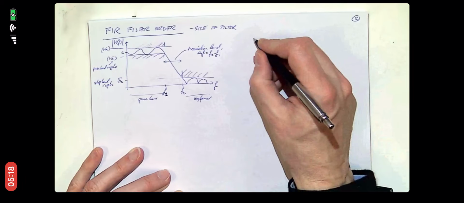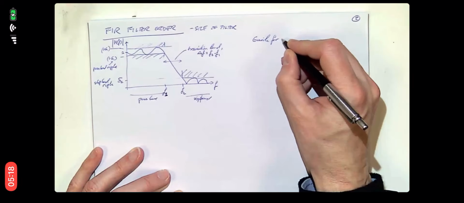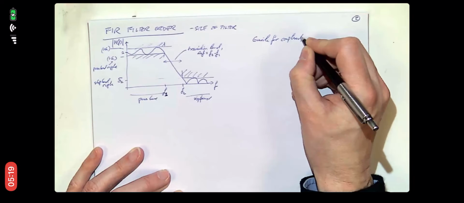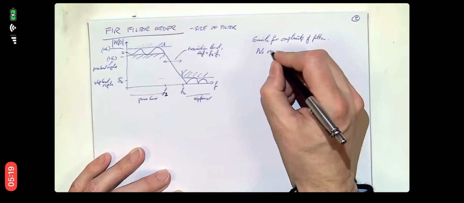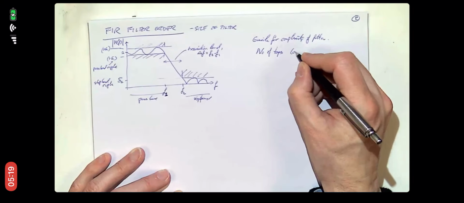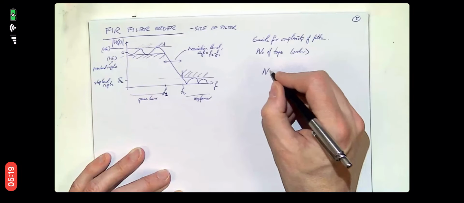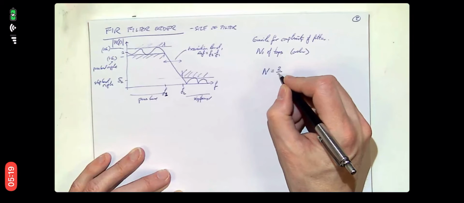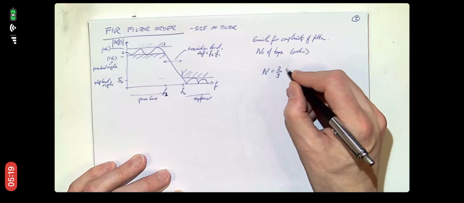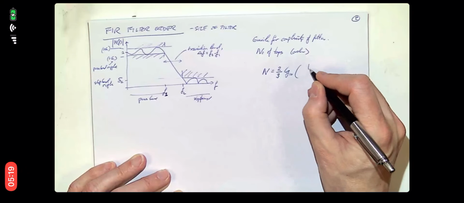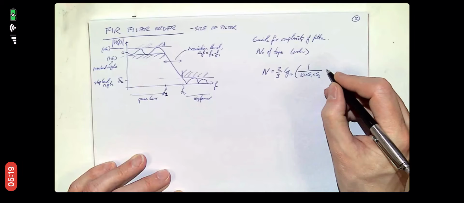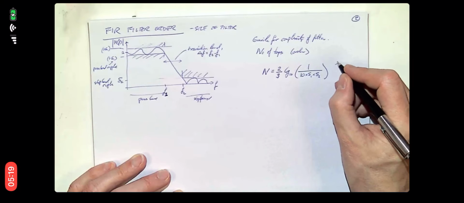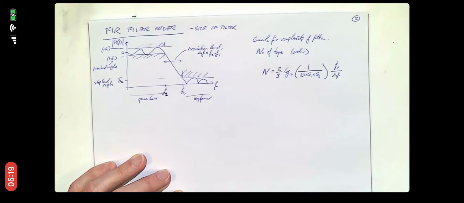But a guide for the complexity of the filter that we need is that the number of taps or the order of the filter, this is a formula that you'll be given if you need it, 2/3 of log to the base 10 of 1 over 10 times delta 1 times delta 2 times Fs over delta F. Okay, so let's have a look at this formula for a moment.